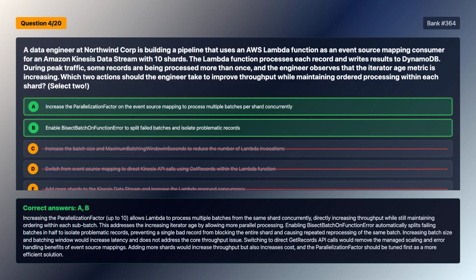Enabling bisect batch on function error automatically splits failing batches in half to isolate problematic records, preventing a single bad record from blocking the entire shard and causing repeated reprocessing of the same batch.